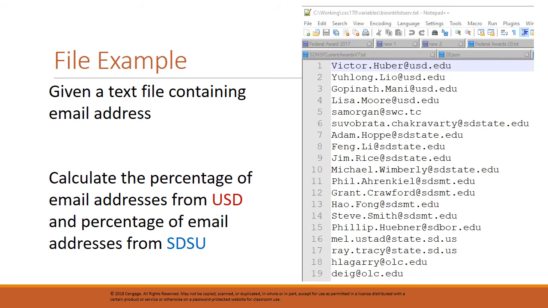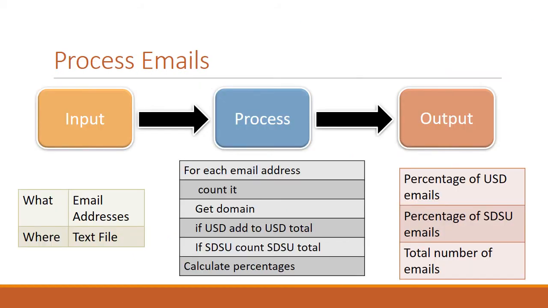Let's consider an example where we're going to use this email file and we're going to calculate the percentage of the email addresses that are from USD and the percentage of email addresses that are from SDSU. When we start working on our algorithm for this problem, we want to identify the input, the process, and the output.